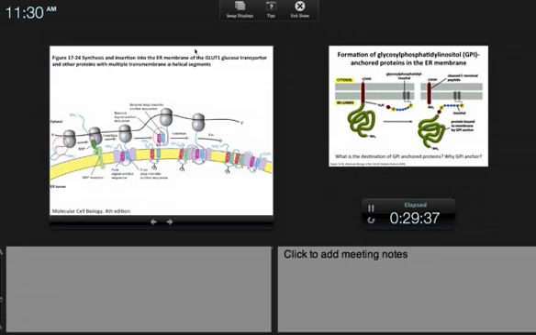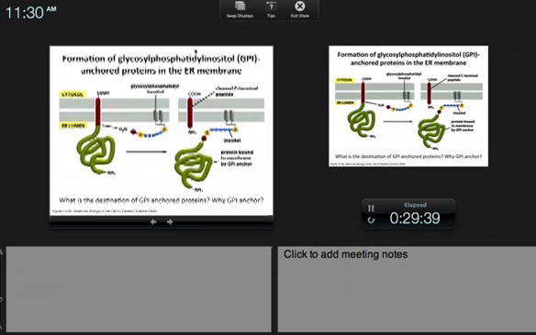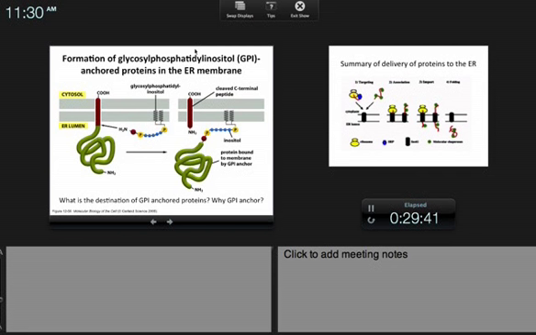Okay, so that's enough of that. So there's another thing that happens. There are these GPI anchors. Now, it's glycosyl phosphatidylinositol anchored proteins. And so these proteins, this also happens in the ER.